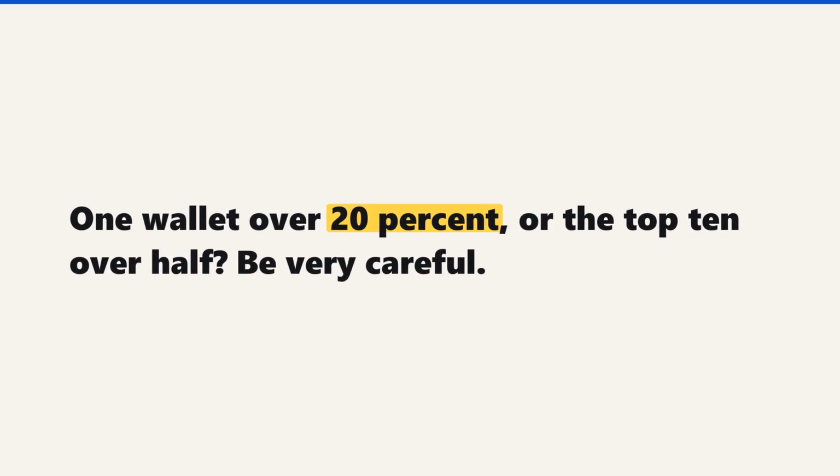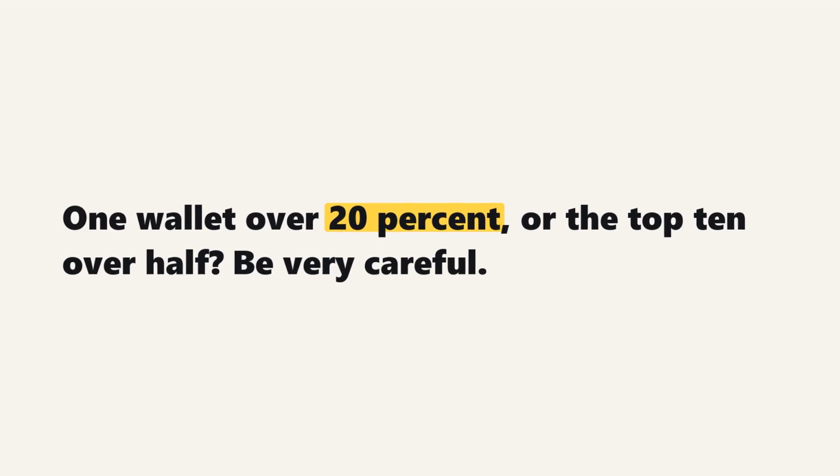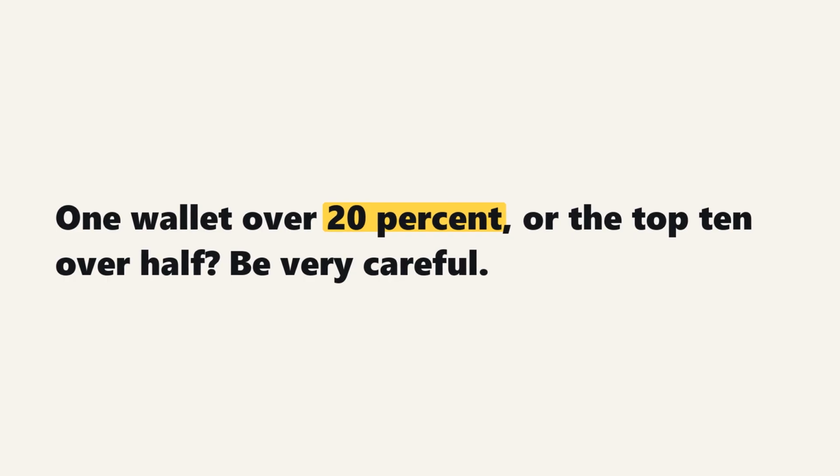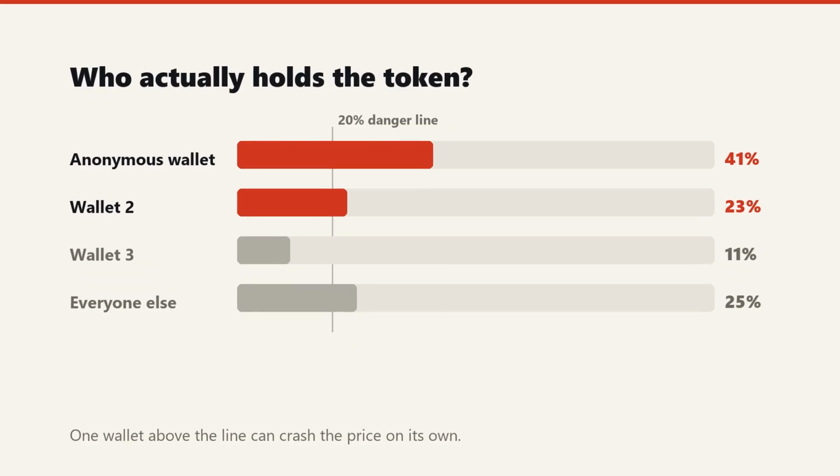The rule of thumb: if a single wallet holds more than 20% of the supply, or the top 10 together hold more than half, be very careful. Those holders can sell into the market whenever they choose, and you cannot stop them.